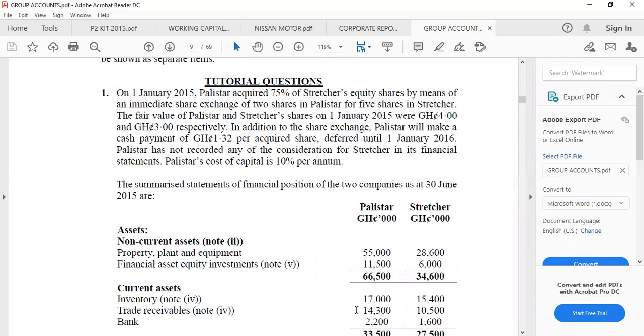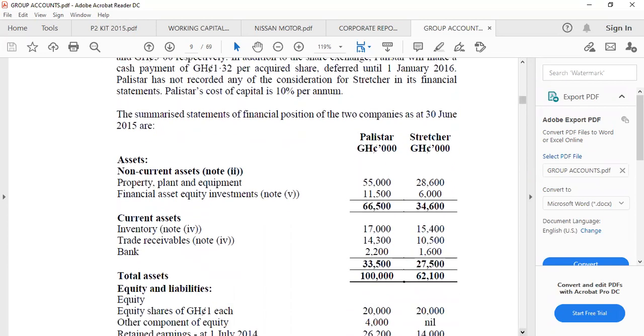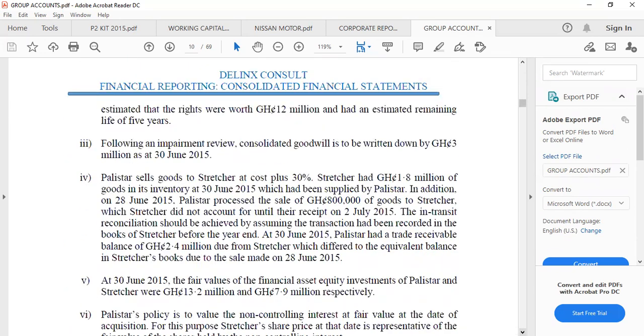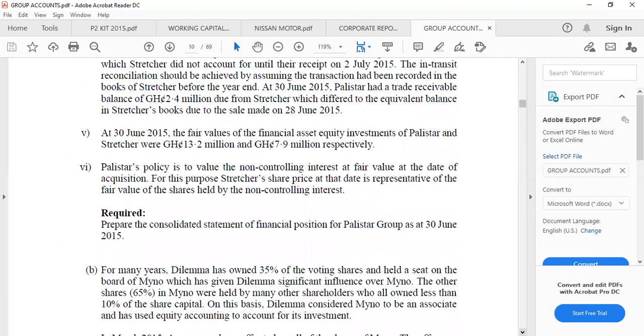On 1 January 2015, Alista acquired 75% of the shares. So the first thing that you have to do, if you go to the exam and you see a consolidation question, is just read the requirements. What are they asking you to do? What are the requirements? Prepare the consolidated statement of financial position for Alista Group as at 30th June 2015. The date is very important. The date will tell you how to treat some of the items.